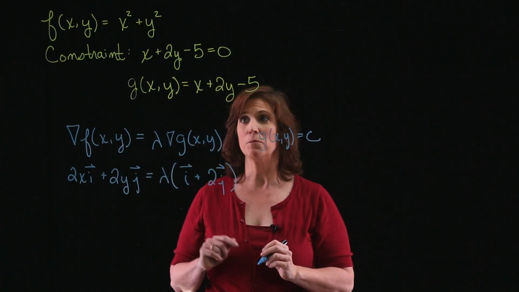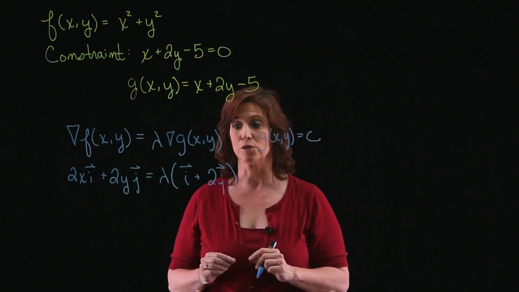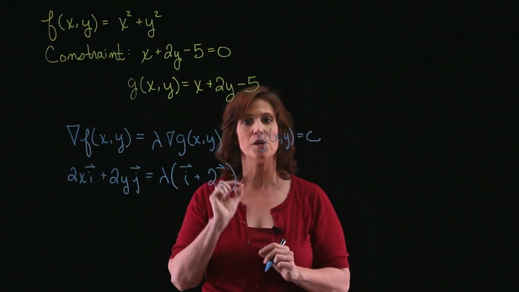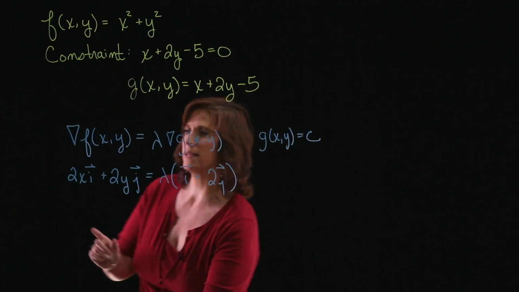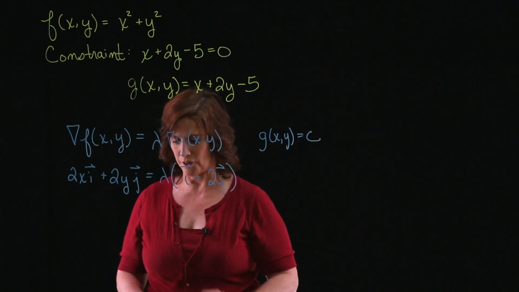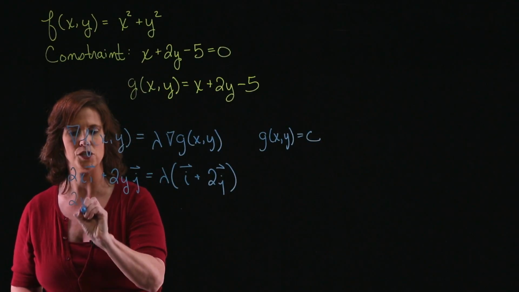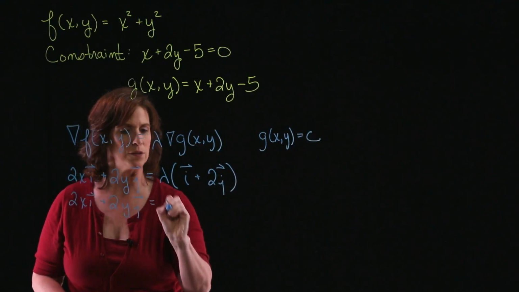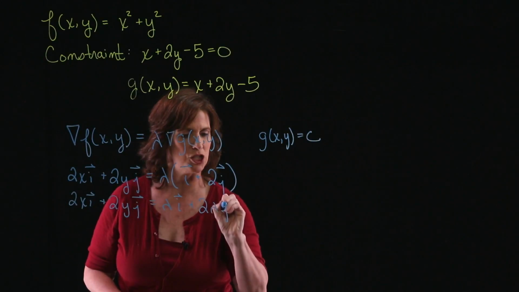All right, one thing I mentioned before is that the gradient of g could not equal the 0 vector at my eventual solution point. Well, here's the gradient of g, and it's never going to be the 0 vector. So that third condition is certainly going to hold here. So what does this tell me? Because I have two vector functions that are the same, their components must be equal. So let's write this as 2x i plus 2y j equals lambda i plus 2 lambda j.